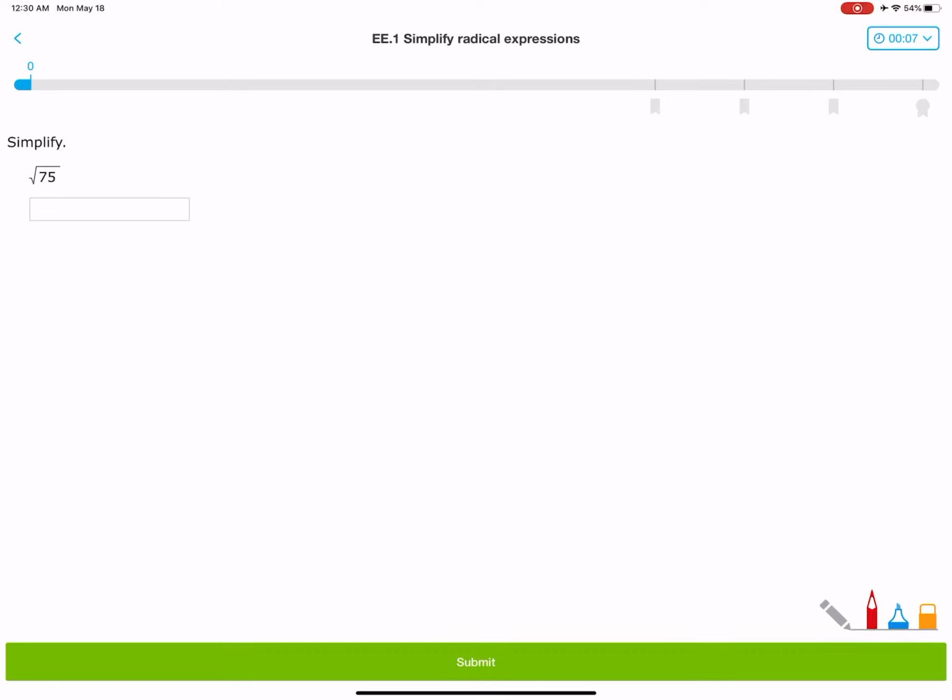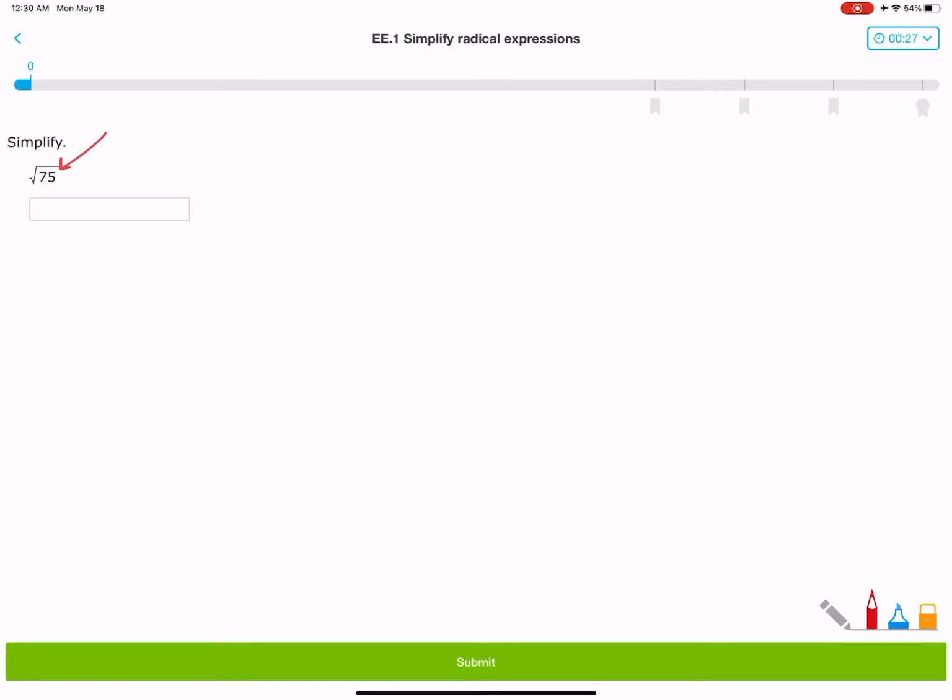Hey guys, so this week we are going to be working with radical expressions. Now, a radical is this little symbol right here, this square root sign. That is what a radical is. So we need to be simplifying the square root of 75, okay?